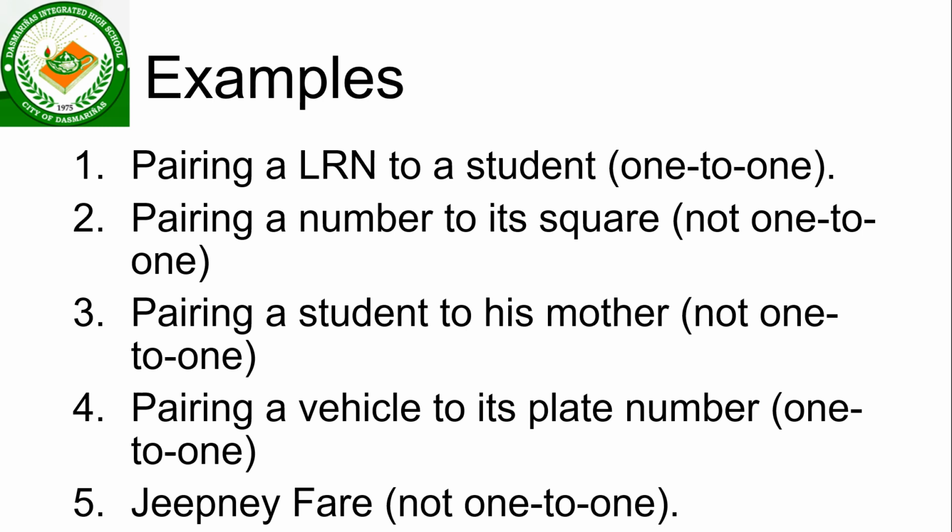Okay, for number 5, this one is not one-to-one because a jeepney fare for me can be 9 pesos, 10 pesos, 11 pesos. Okay, it depends upon the distance. Okay, a person can also have the same jeepney fare with me. Okay, we can say that we both pay 9 pesos for our fare. So that makes it not one-to-one. It can be many to one.